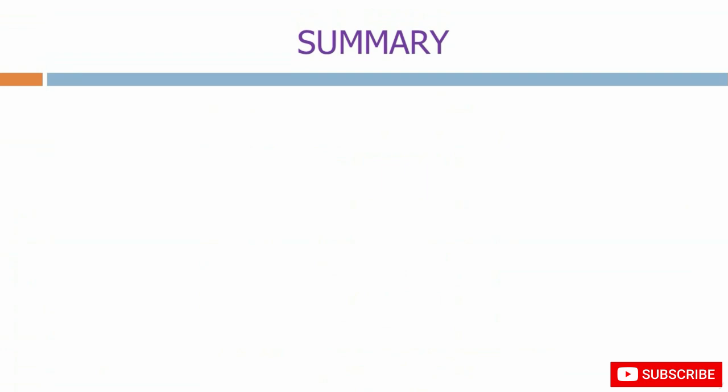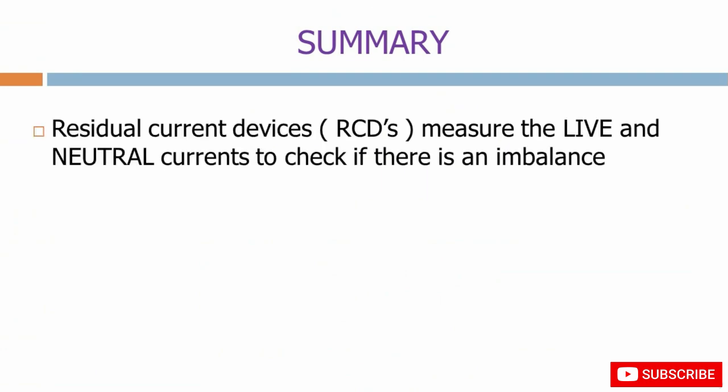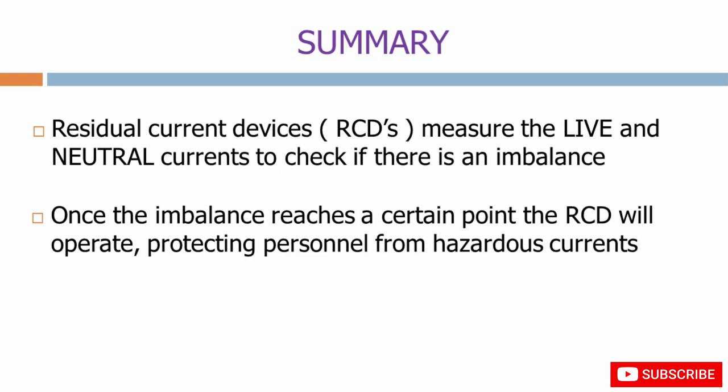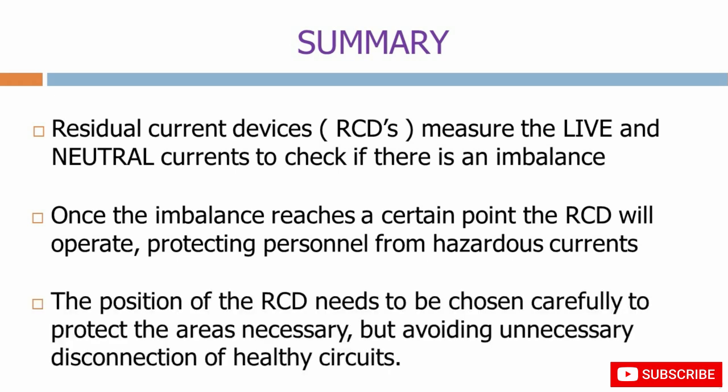Let's summarize what we've learned today. Residual current devices, or RCDs, measure the live and neutral currents to check if there's an imbalance. Once the imbalance reaches a certain point, the RCD will operate, protecting personnel from hazardous currents. The position of the RCD needs to be chosen carefully to protect the areas necessary, but avoiding unnecessary disconnection of healthy circuits.